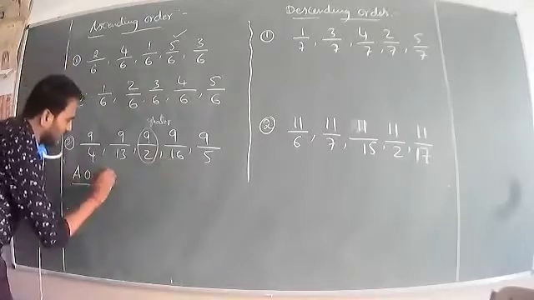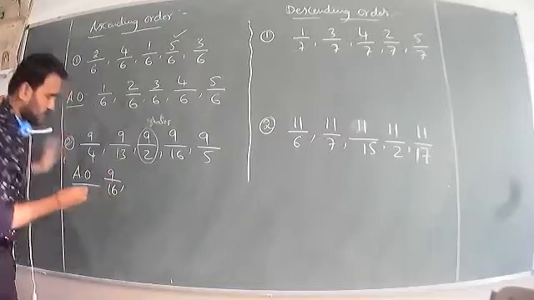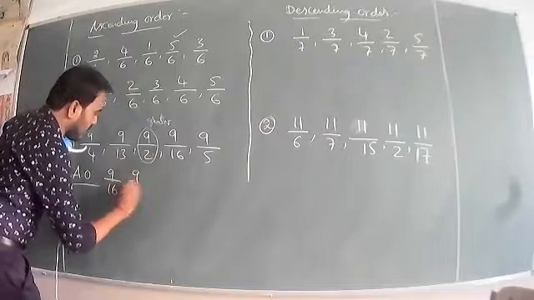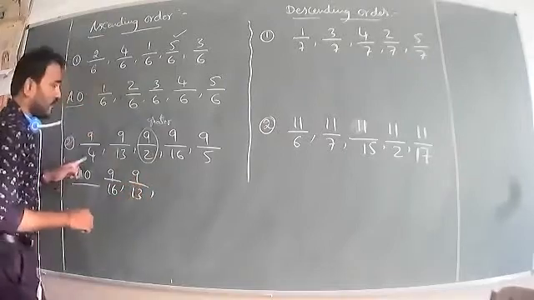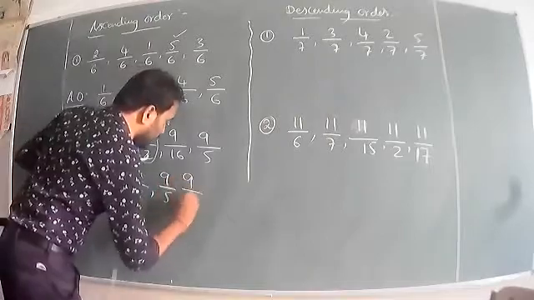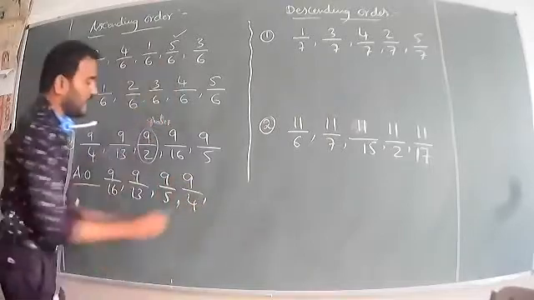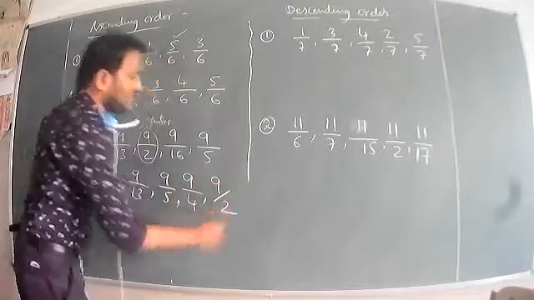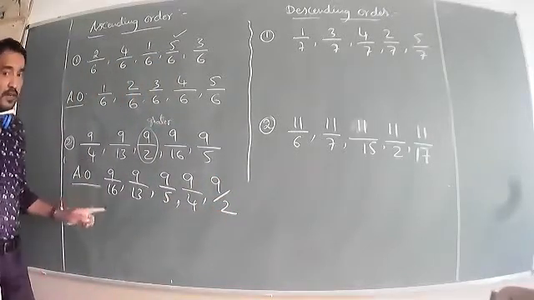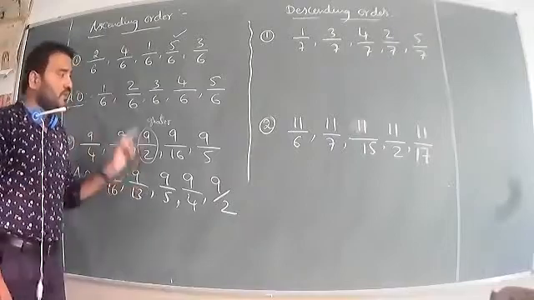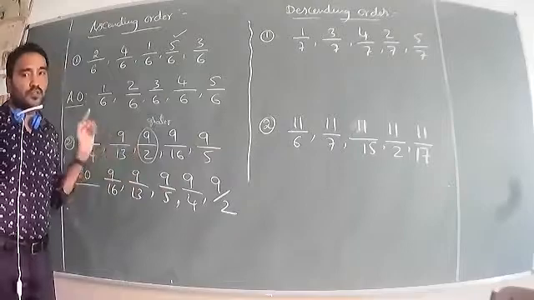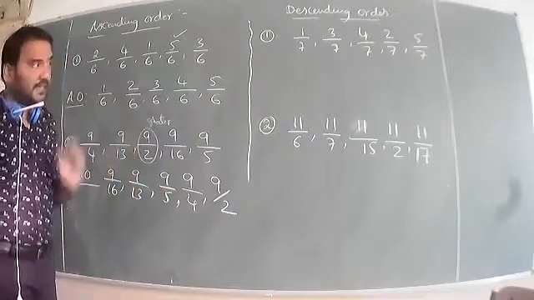So let me write it. 9 by 16. Next, 9 by 13. Next, 9 by 5. Next, 9 by 4. Finally, 9 by 2. This is the answer. Keep in mind, when the numerators are the same, the smaller denominator is greater.